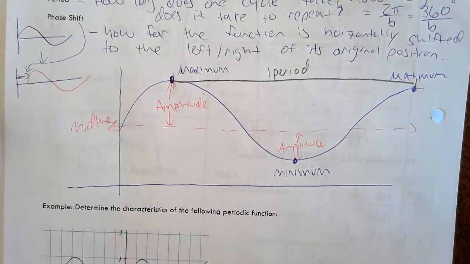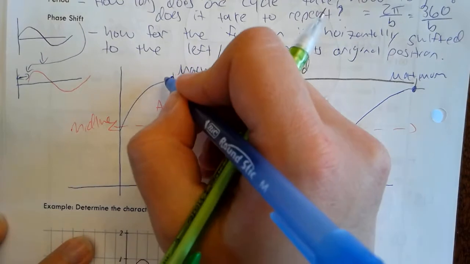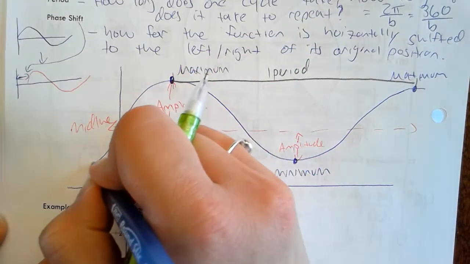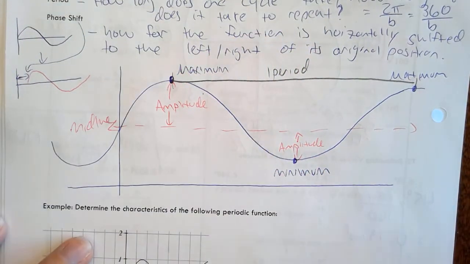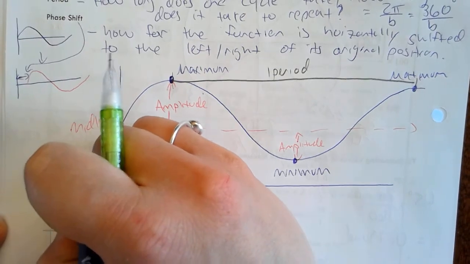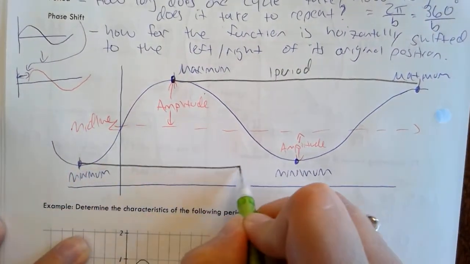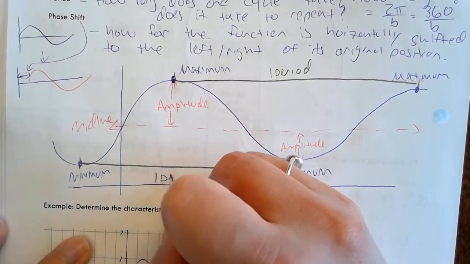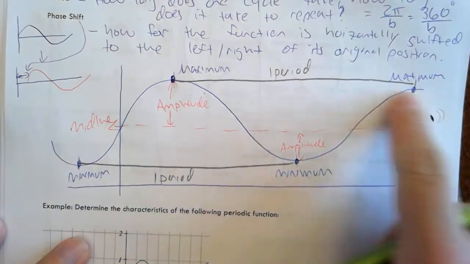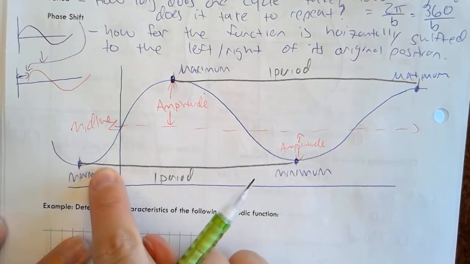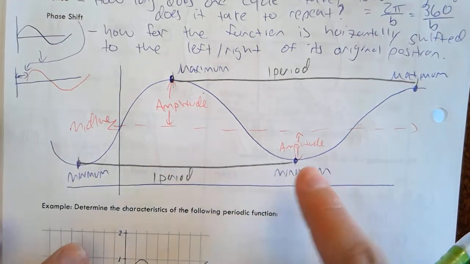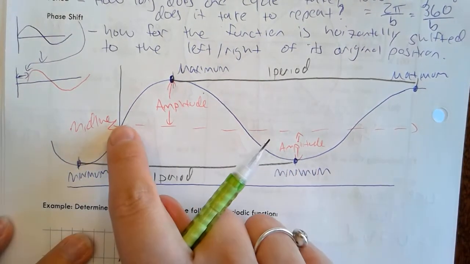Or another point we could look at is the minimum. I'm just going to add it this way here. Here's another minimum. We could look at how long does it take to go from one minimum to another. That is 1 period. If that's 10 seconds, this would be 10 seconds. It's exactly the same. One more place is the midline.